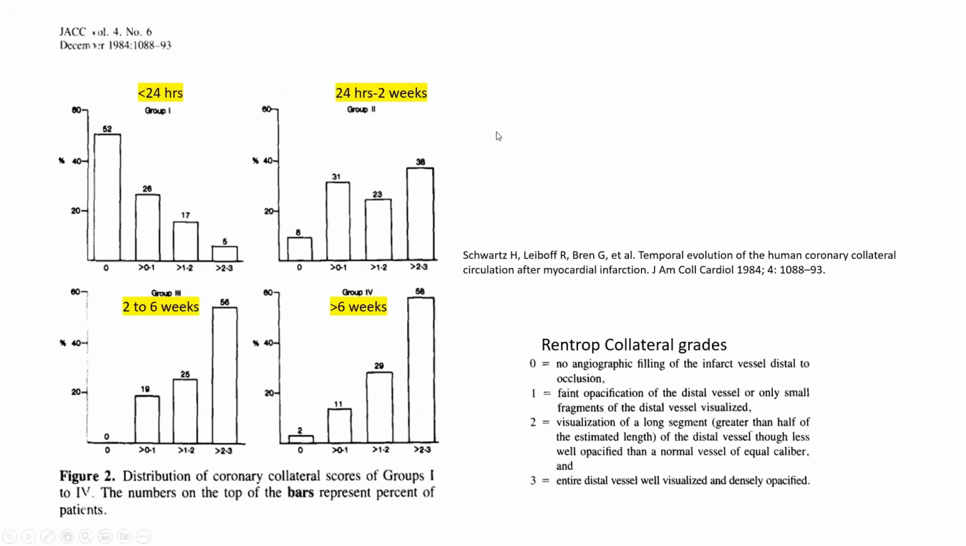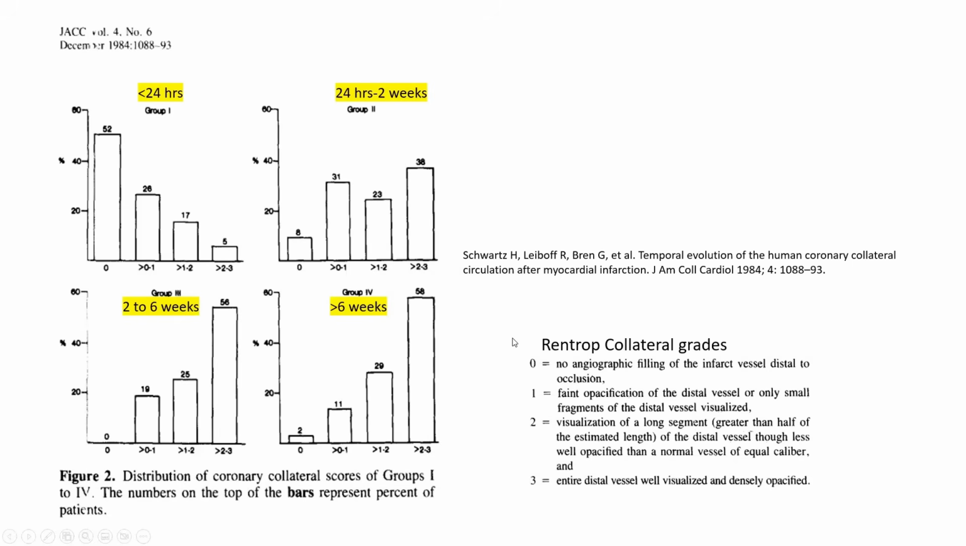And regarding collateral timing, formation, and classification, there are two landmark papers. This is the paper by Schwartz, and it basically shows that within 24 hours of an infarct, half the patients have some collaterals, typically grade 1 or 2. Beyond 24 hours to a few days, almost all patients have some collaterals. And beyond 2 weeks is when you start getting grade 3 collaterals. Within 1 to a few days, most of your collaterals are grade 1 or 2.